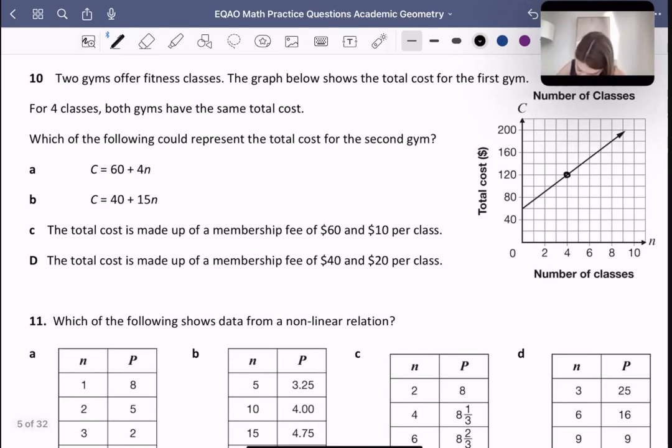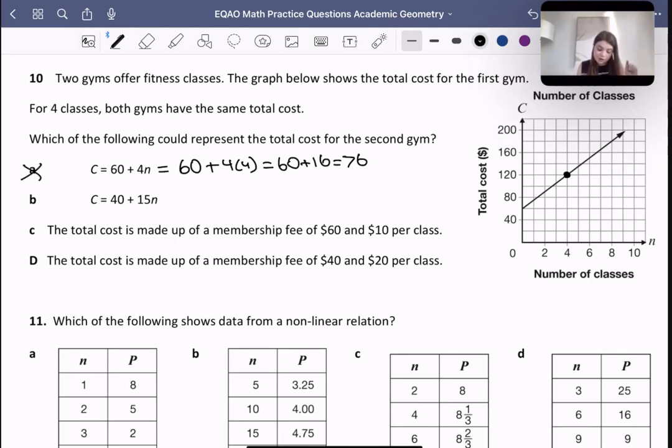The cost is $120. So if we take 4 classes at the first gym, it costs us $120. The question is, which of these, A, B, C, or D, could represent the second gym? Meaning, which one of these also has the property that for 4 classes it costs $120? Well, let's check if that's the case for A. So for A, it would be 60 plus 4 times 4 for the cost of 4 classes. So that would be 60 plus 16, which is 76. And 76 is not the same as 120, so it cannot be A.